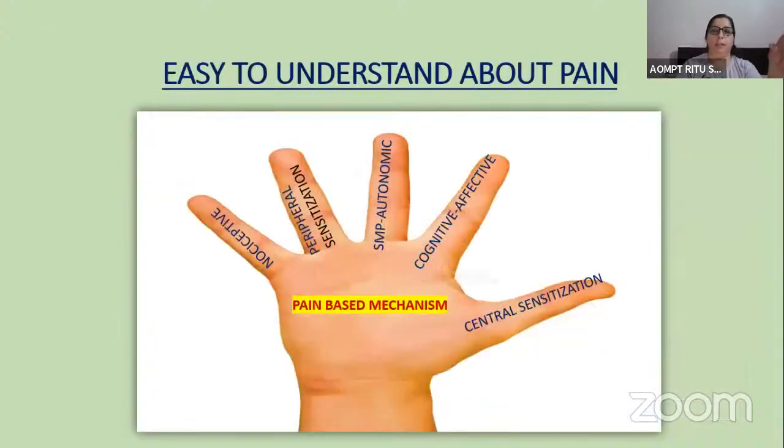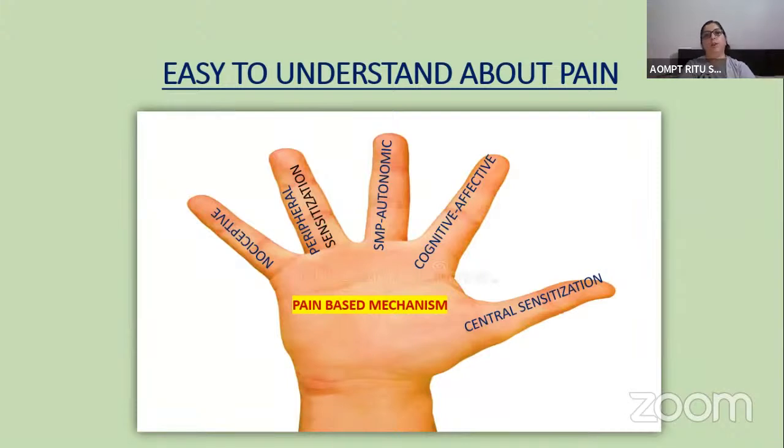And after that, I think hopefully we are now able to understand all the mechanisms, that is the pain-based mechanisms, where we have worked on central sensitization, cognitive affective, sympathetic mediated pain, peripheral sensitization, and the nociception. So these are the 5 mechanisms which we have now. More we will see in our workshop on Saturday, where the sir will explain as a practical demonstration.